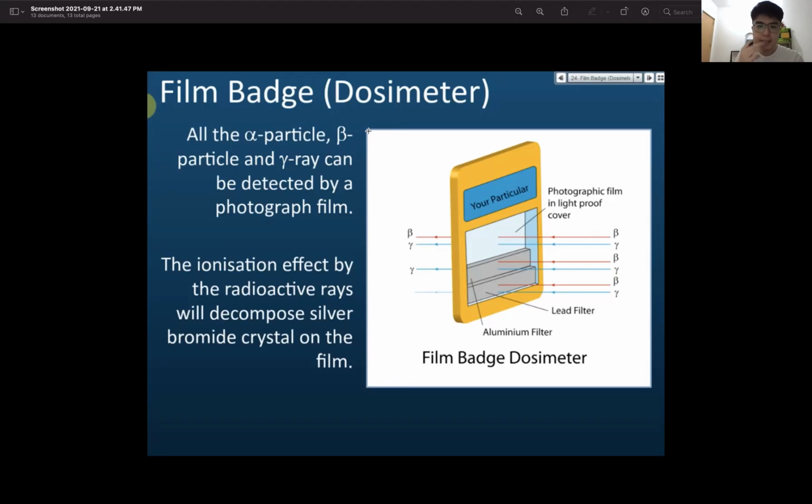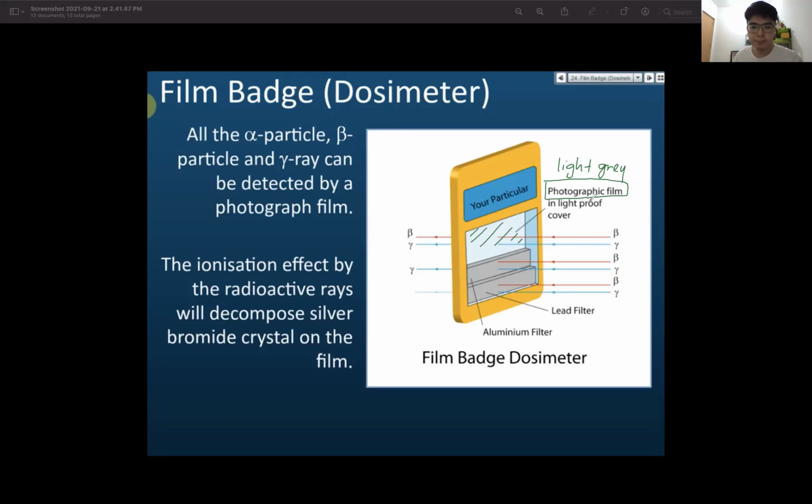Now, how does it detect the dose? You can see here there is a photographic film. It's solid, not transparent. Sorry, let me rephrase. It's a light gray color. You can see the glass behind this one. This is the photographic film, and initially it's light gray.